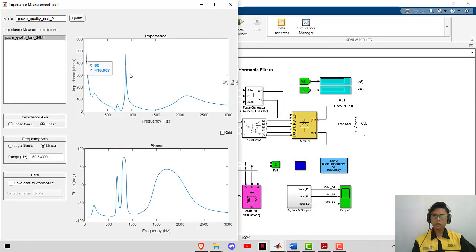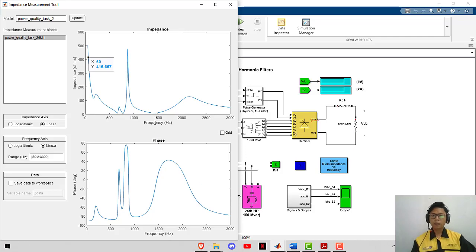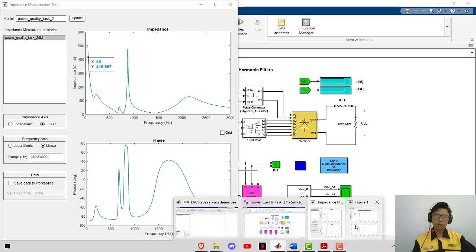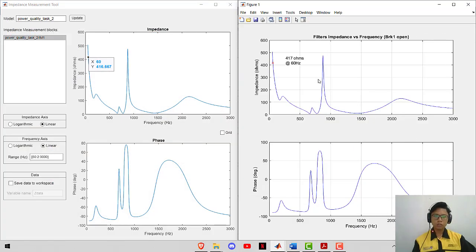As you can see here, this is the impedance versus frequency graph, and when we pin at the frequency of 60 Hz, we can get the value of impedance at approximately 417, which is equal to 416.667. When we look at the theoretical value, we can see it is identical, which at 60 Hz is equal to 417. Therefore, we can find the total reactive power of this power system when we apply the formula of QC equals V squared over XC, and we get the value of total reactive power approximately 600 megavar.